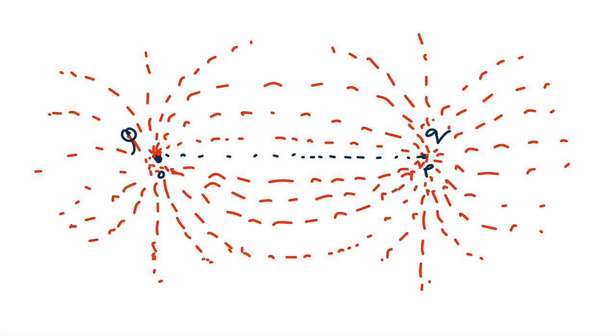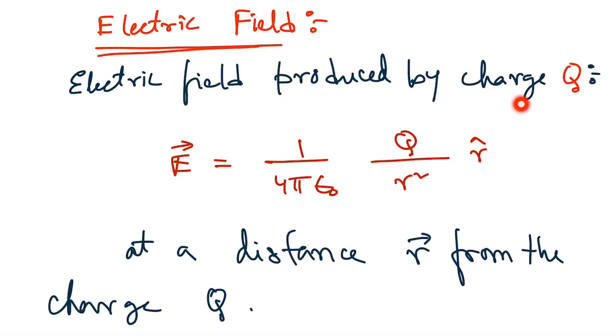Now the electric field produced by a charge capital Q is given by this expression, E equal to 1 by 4 pi epsilon naught, capital Q by R square, R cap, where R cap is the unit vector. This is the expression for the electric field of this charge Q at a distance R. For any charge Q, whenever it is positive, the electric fields are radially outwards, and whenever it is negative, the electric fields are radially inwards.